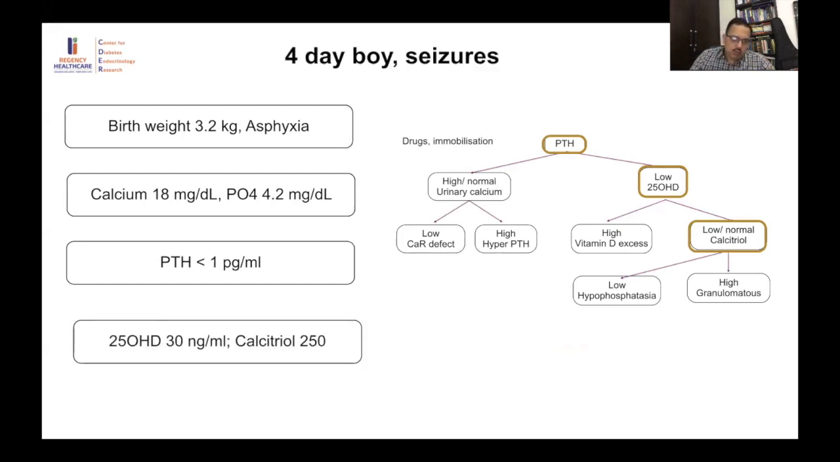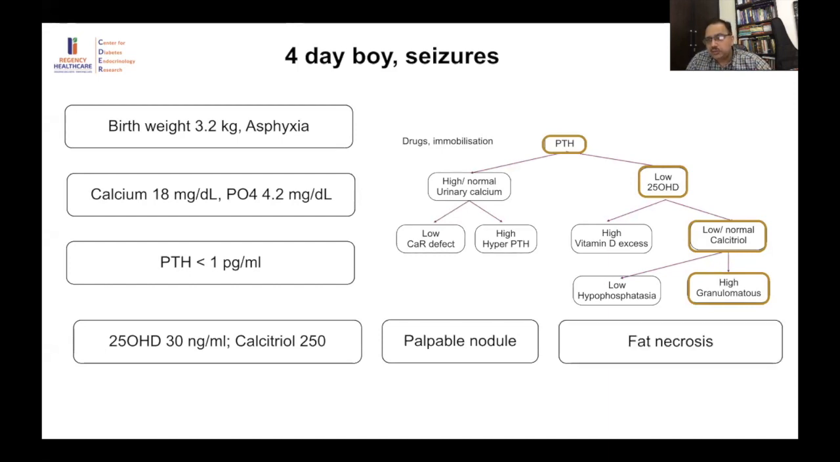So what we found was that the calcitriol levels were high in this child, which suggests that there is some increased conversion of 25 to 1,25 hydroxy vitamin D. This was confirmed when we examined the child, who actually had palpable nodules, suggestive of fat necrosis. So subcutaneous fat necrosis is an important cause of hypercalcemia in the newborn period, and these are violaceous nodules which will be there in multiple parts of the body. Treatment usually is with a short course of steroids, and they will improve over a few weeks of life.